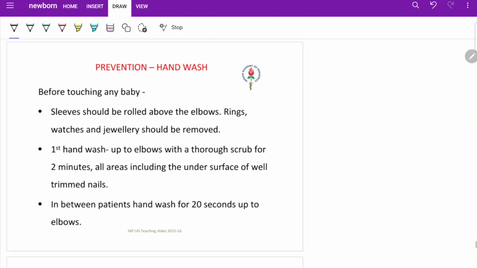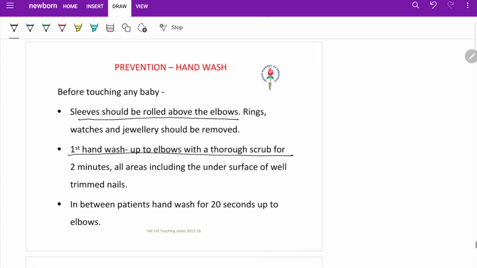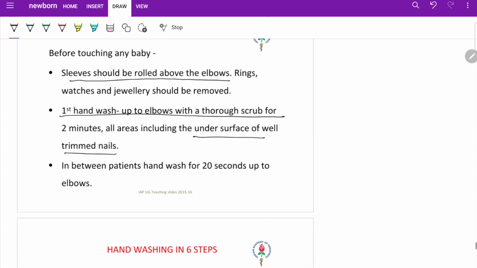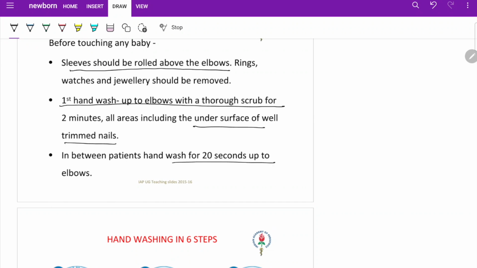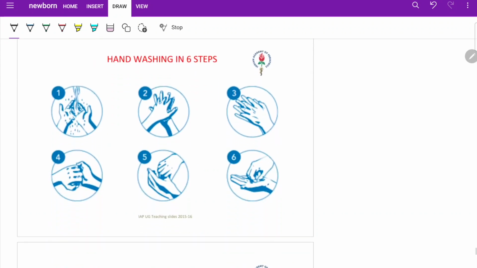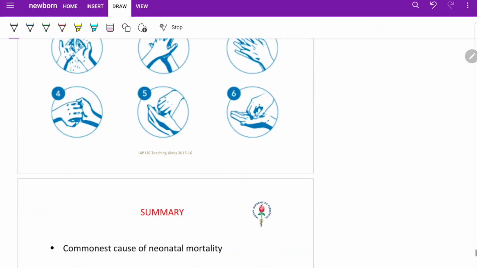So what about hand washing? Sleeves should be rolled above the elbow. First hand wash up to the elbow with scrub for 2 minutes, covering all areas including the undersurface of well trimmed nails. In between patients, hand wash for 20 seconds up to the elbows. So this is the hand washing procedure. You should explain it to the patient.